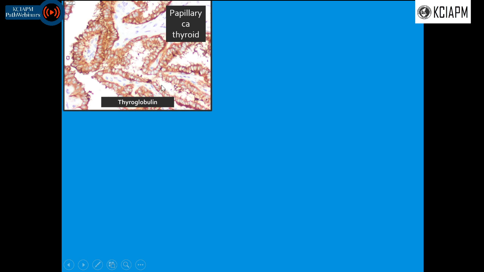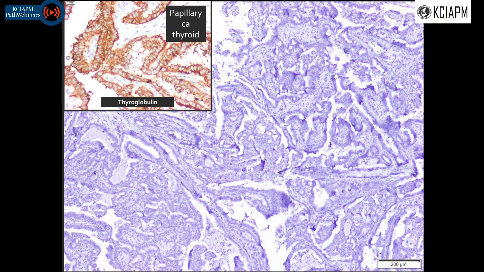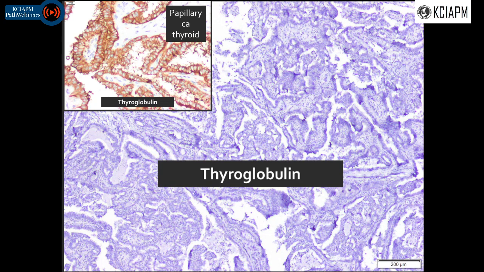So we said, let's do the thyroglobulin test. This is from a papillary carcinoma. Thyroid shows diffuse, strong cytoplasmic staining. And in comparison, we have the tumor, which is negative for thyroglobulin.